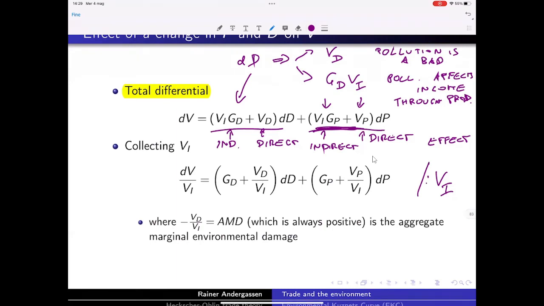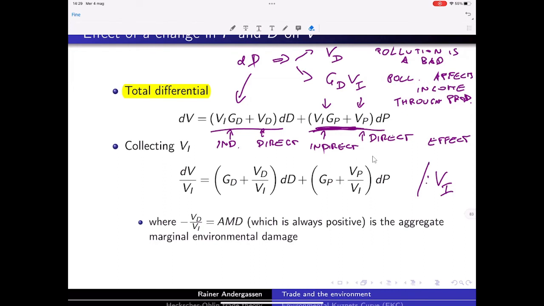What you get, therefore, is GD plus VD over VI times BD. And then the second term is just GP plus VP over VI times GP. Nothing special here, just divided both sides by VI.